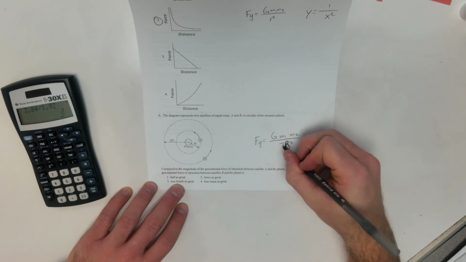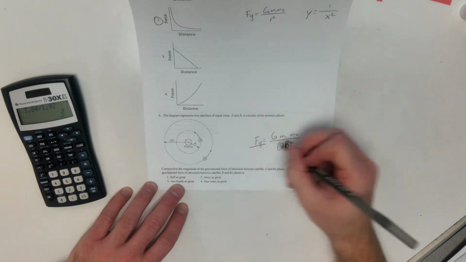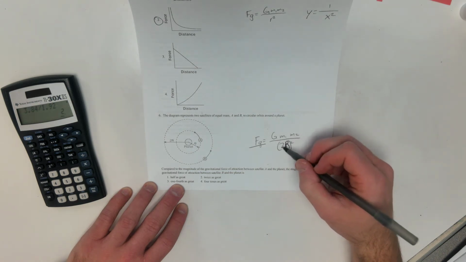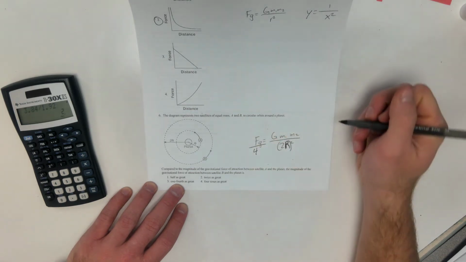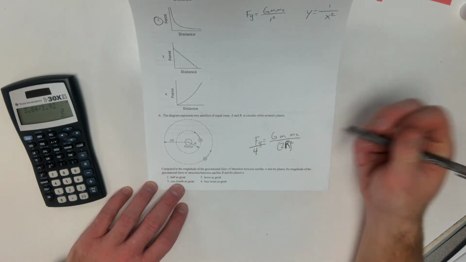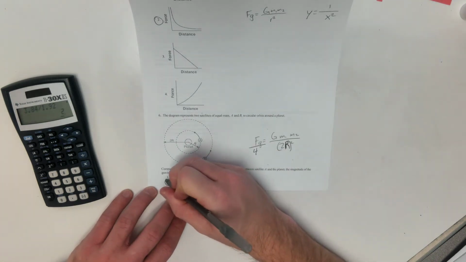And now we're at 2r. So we've doubled our radius. So if we're essentially adding a 2 squared to the bottom over here, since we added a 2 squared on the right, we need to add a 2 squared on the left. 2 squared is 4. So we have 1/4 as great.